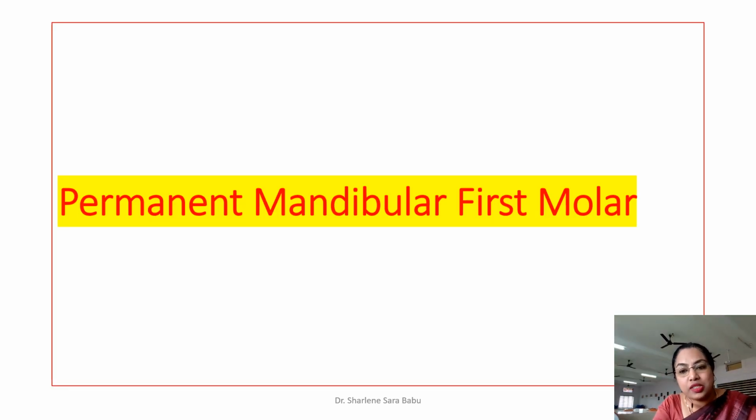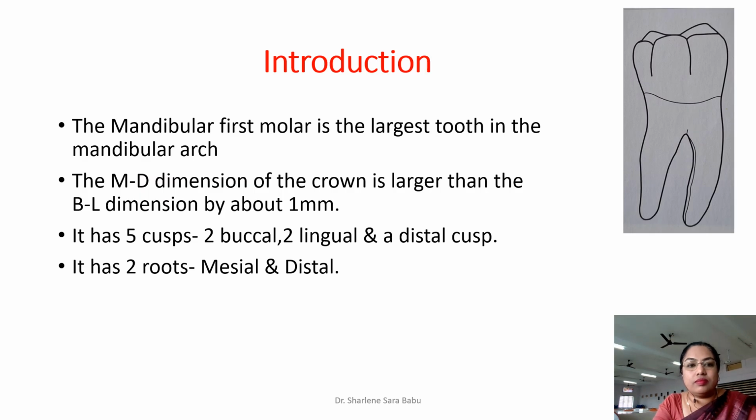Let's move to permanent mandibular first molar. Introduction. The mandibular first molar is the largest tooth in the mandibular arch. The mesiodistal dimension of the crown is larger than the buccolingual dimension by about 1 mm. It has 5 cusps: 2 buccal, that is mesiobuccal and distobuccal, 2 lingual, mesiolingual and distolingual, and a distal cusp. And it has 2 roots, that is a mesial and a distal root.